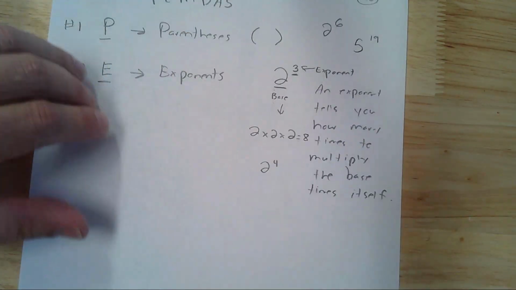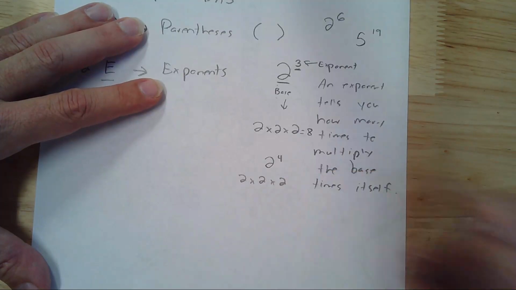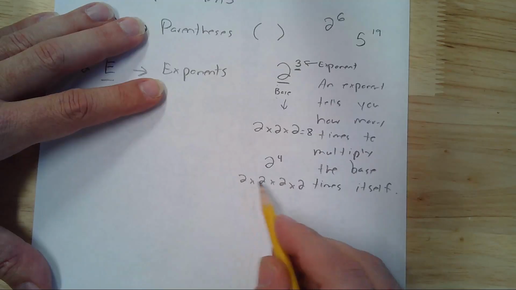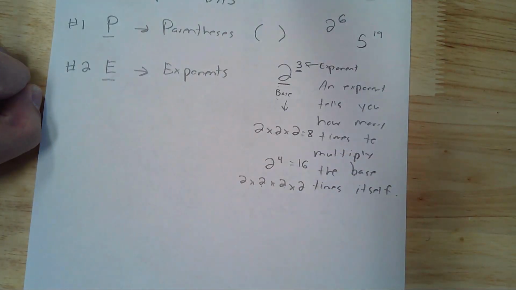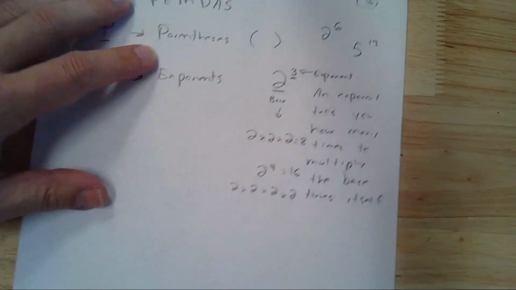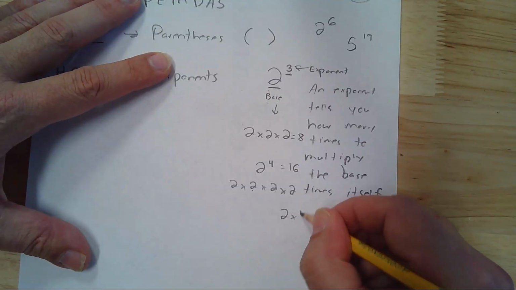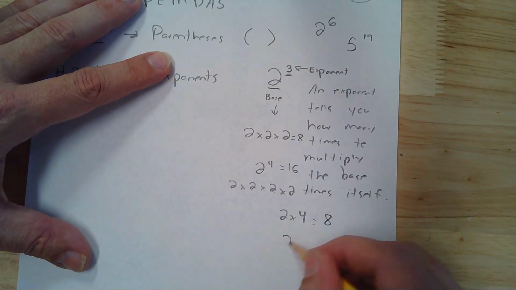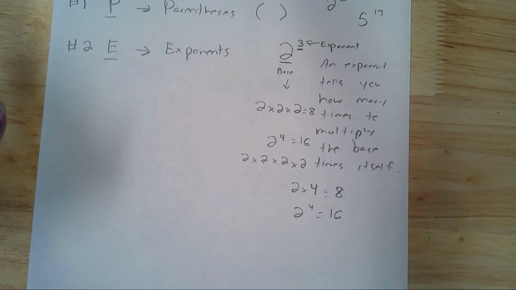If I had 2 to the 4th power, that would be 2 times 2, which is 4, times 2. That's to the 3rd power, times 2. 2 times 2 is 4. 4 times 2 is 8. 8 times 2 is 16. If I had 2 to the 9th power, I'd multiply 2 times itself 9 times. Why can't we just put 2 times 8? Because it's not 2 times 8. It's 2 to the 4th power. It's exponential growth is what it is.